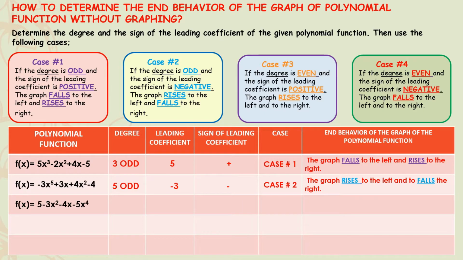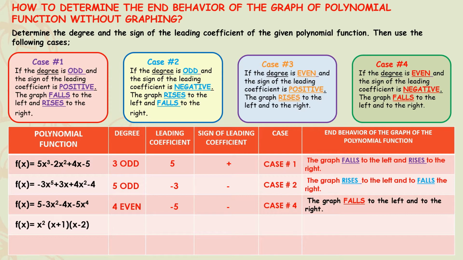Let's have another one. f of x equals 5 minus 3x squared minus 4x minus 5x raised to 4. Again, you may first rearrange the terms to descending power of x. Then you can determine the degree, which is 4, an even number. Since it is even, it will fall under case number 3 or case number 4. You look for the leading coefficient, which is negative 5, so the sign is negative. Since it is negative and the degree is even, we will have it in case number 4, and the behavior is that the graph falls to the left and to the right.